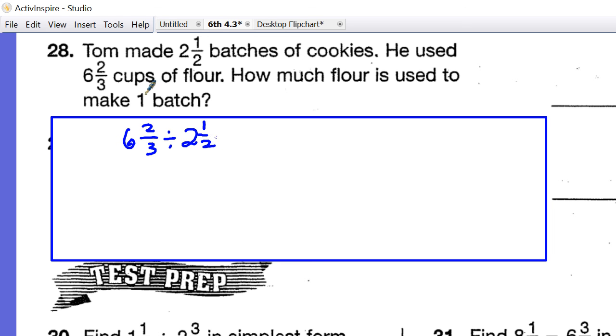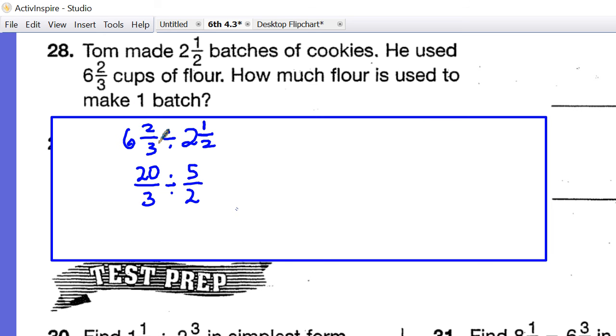Now this looks exactly like all the problems we've done on the entire page, which is nice because now we can use the same strategies we've used. Step 1 is to rewrite the mixed numbers as improper fractions. 6 times 3 is 18, plus 2 is 20, so it's 20/3 divided by 2 times 2 is 4, plus 1 is 5, so it's divided by 5 halves. First step is to write as improper fractions.